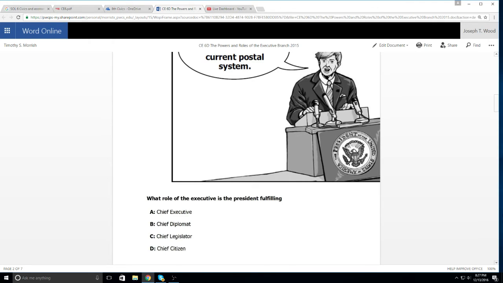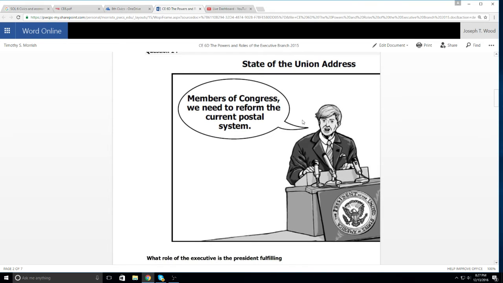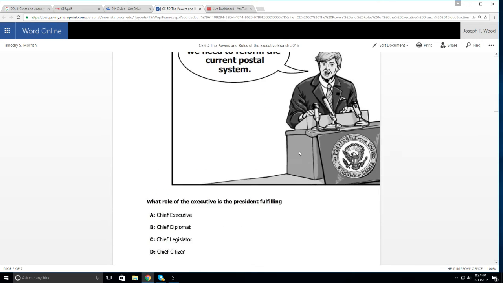So, again, the clue here, I'm going to be honest, is the State of the Union address. Even if you didn't know what the State of the Union address is, he says members of Congress, which is telling you he is talking to Congress. What branch is Congress? The legislative branch. So he's acting as a chief legislator. He's dealing with the legislative branch.